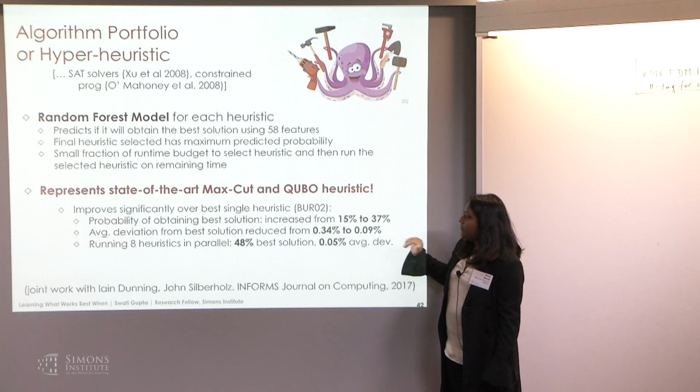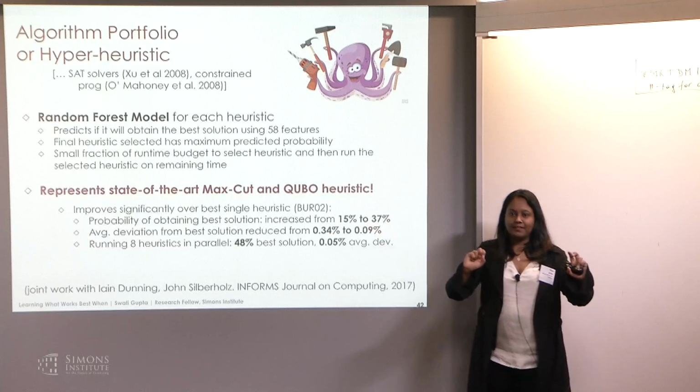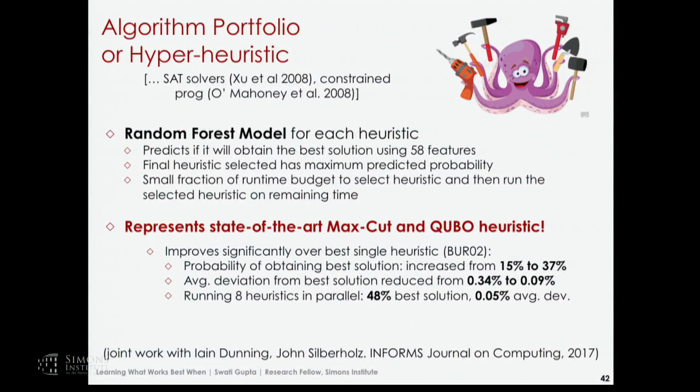And the average deviation from the best solution, so this is not the exact best solution because we don't know what the best solution is. We didn't solve the exact problems, but this is the best solution that was obtained by any of the heuristics that we had. So that decreased to 0.09%. And then we said, okay, what if we select a set of heuristics and we let them run in parallel for the allocated amount of time? And at that point, we realized that 48% of the times we can actually achieve the best solution.